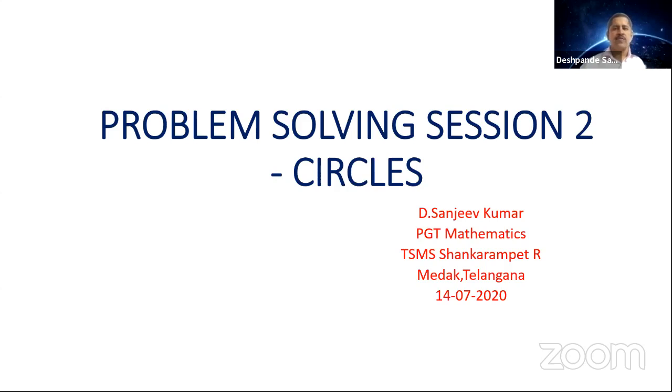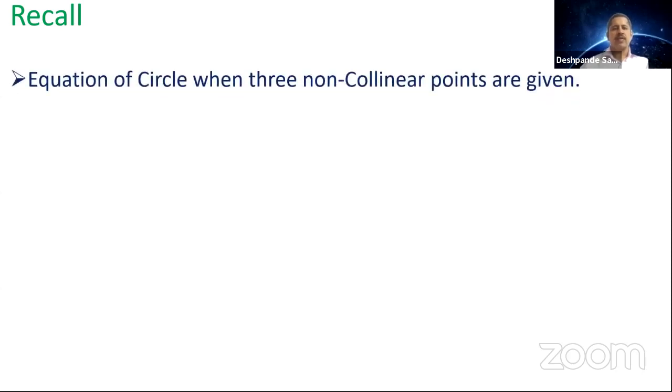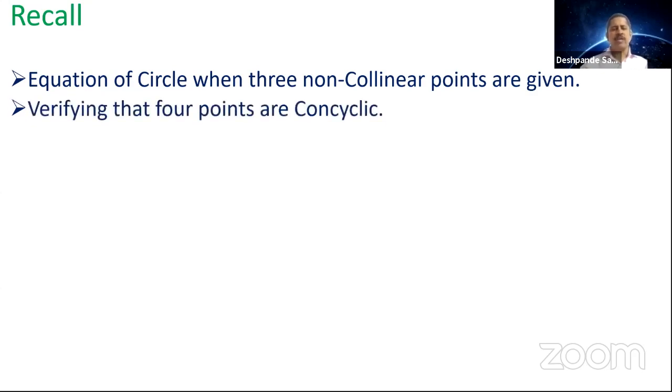Before that, let us recall what you have learned in circles earlier. We discussed the equation of circle when 3 non-collinear points are given. How to find the equation of circle, we have discussed. Then how you verify that 4 points are concyclic. Then we took a problem finding the circumcircle of the given set of equations.